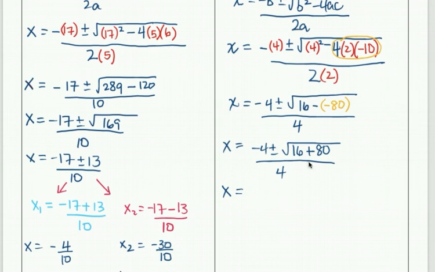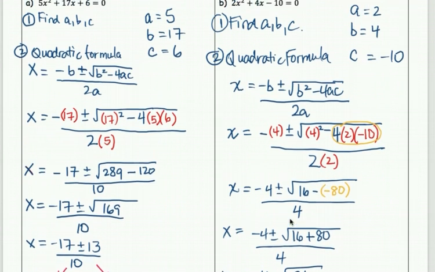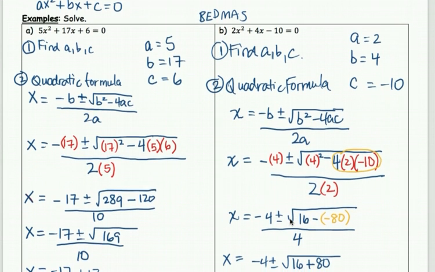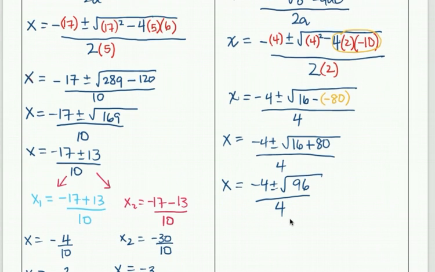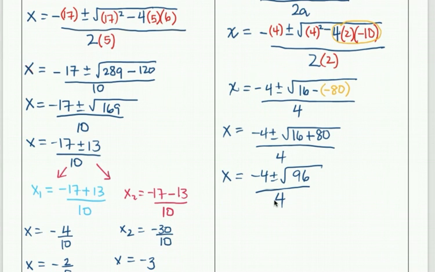So 16 plus 80 is 96, okay? And 96 is not a perfect square. So right away you just think, okay, I'm using the right method here, okay? Because I know this one, if I tried to factor it, it wouldn't have worked, okay? You needed to use this method here.